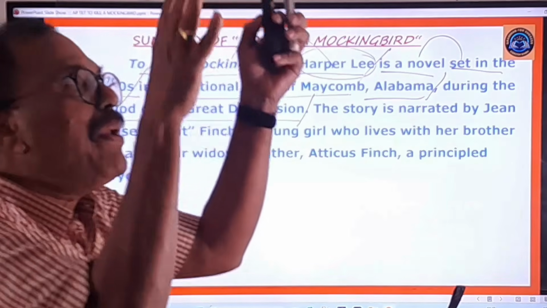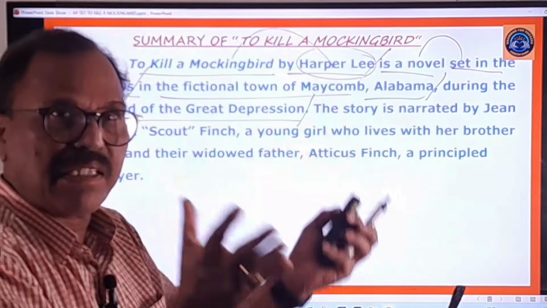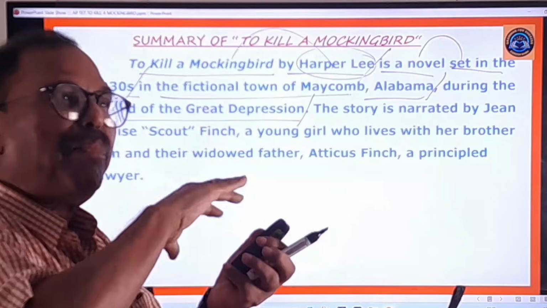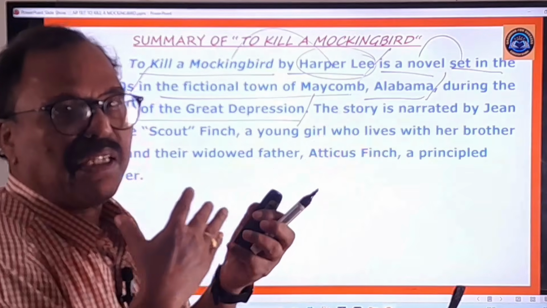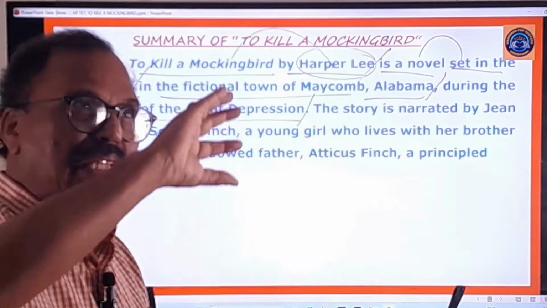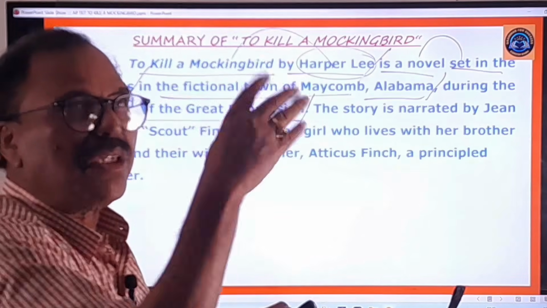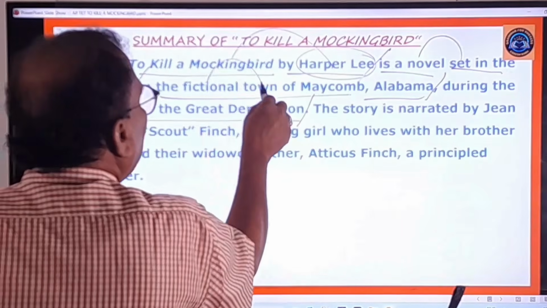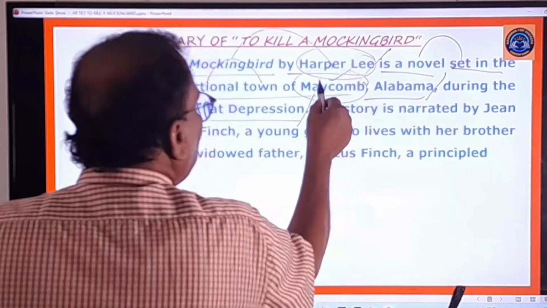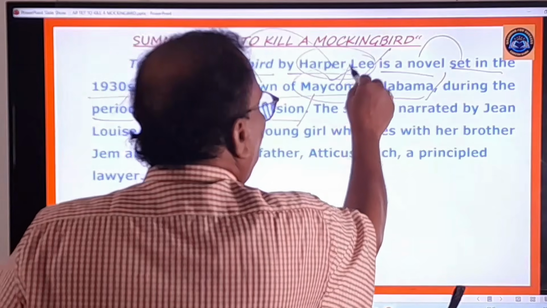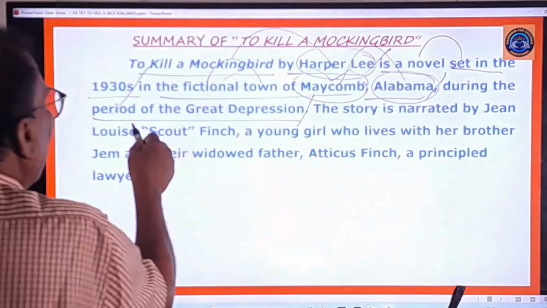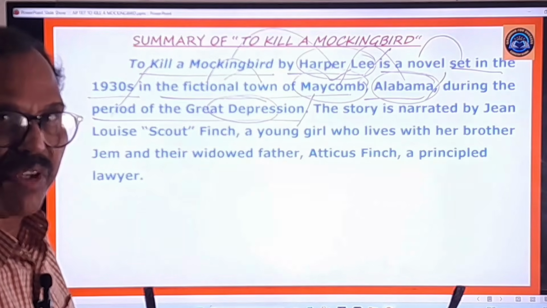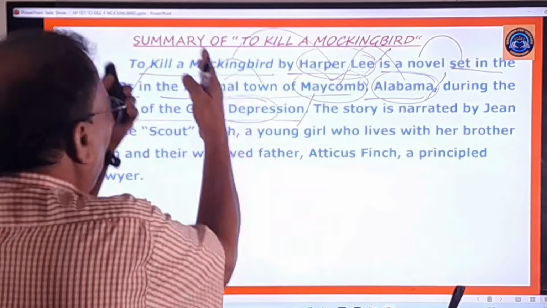So how the people were there in the 1930s, how the society was there in the 1930s, how the people behaved with one another in the society in the 1930s. So that's why the novel has been set during that period, that time, and moreover it was set in the fictional town of Maycomb. Maycomb was a fictional town, and it was said to have been located in Alabama during the period of Great Depression. About the Great Depression, I have already told you, you know very well. And here, these are the points you have learnt in 1 point.